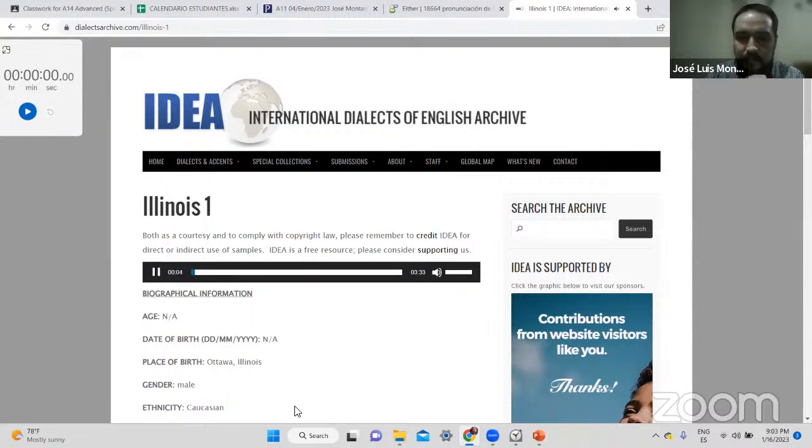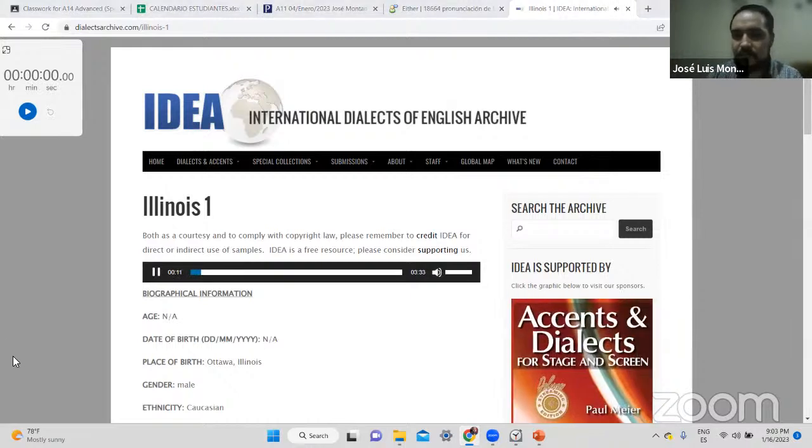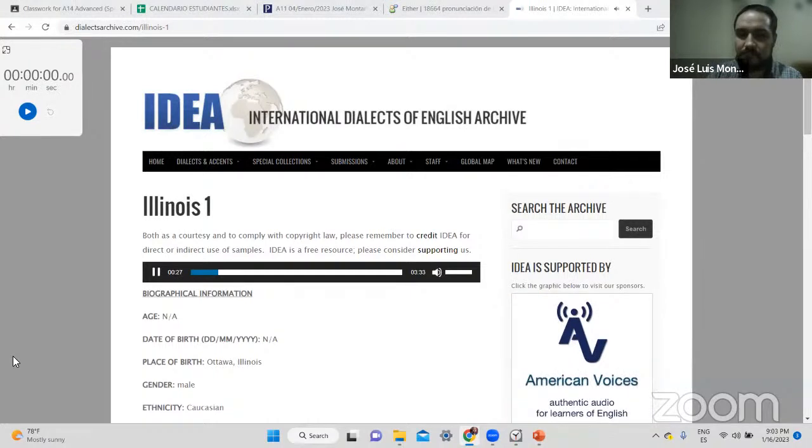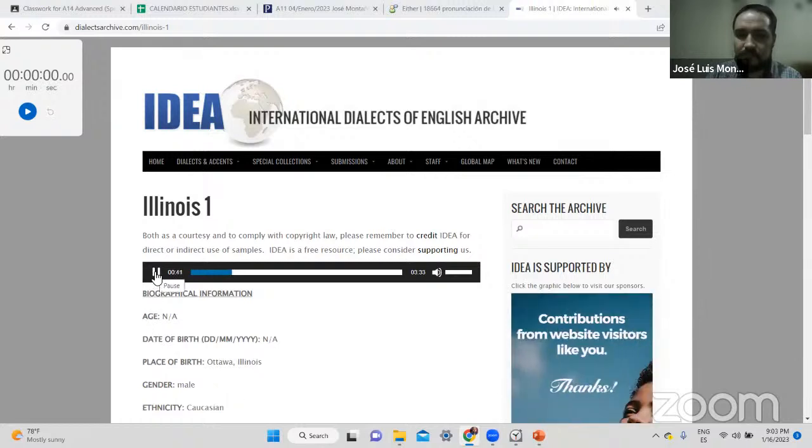Drops in the air. The International Dialects of English Archive. When the sunlight strikes raindrops in the air, they act as a prism and form a rainbow. The rainbow is a division of white light into many beautiful colors. These take the shape of a long round arch with its path high above, and its 2 ends apparently beyond the horizon. There is, according to legend, a boiling pot of gold at one end. People look, but no one ever finds it. When a man looks for something beyond his reach, his friends say he is looking for the pot of gold at the end of the rainbow.